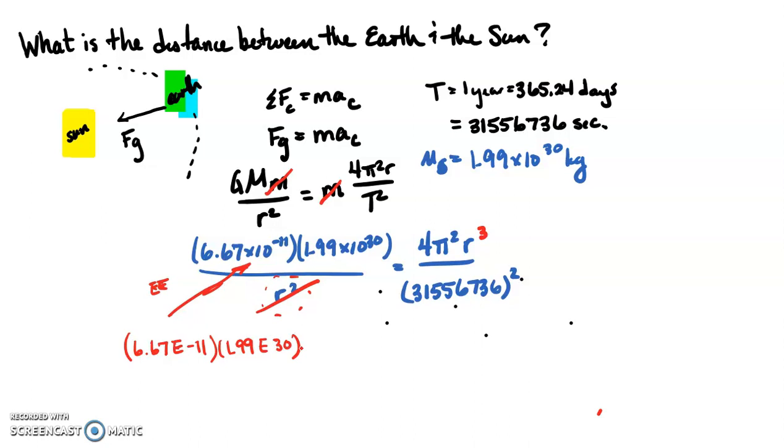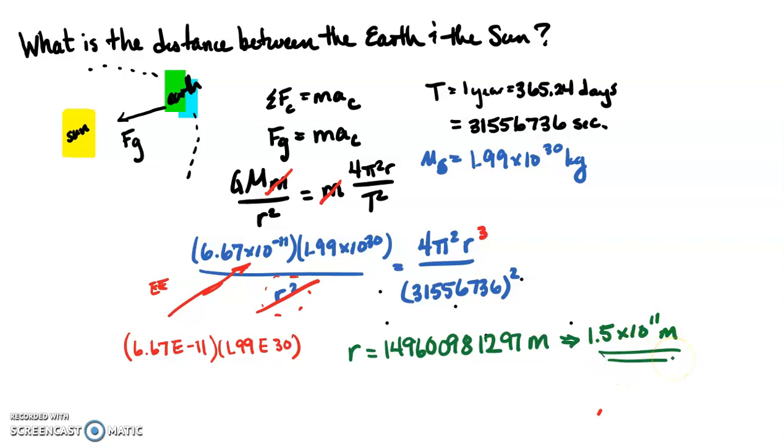All right, now, when you do all this fun math, you get an answer of R equals 1496009812997 meters, which is insane. No one wants to write that out. So instead we write that in scientific notation, and that would basically be 1.5 times 10 to the 11th meters. Fun fact, check that out in Google.